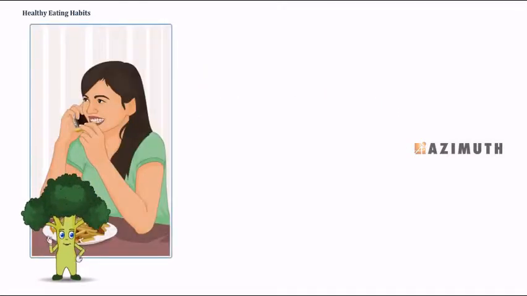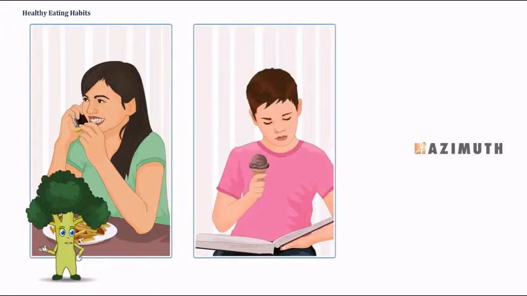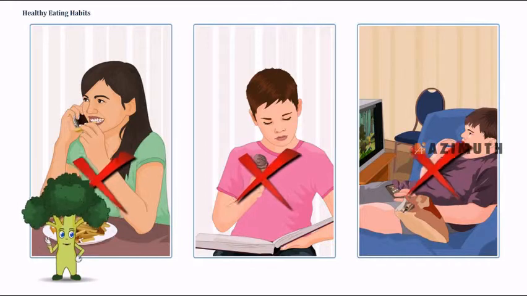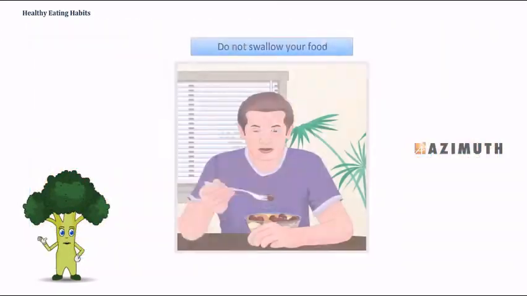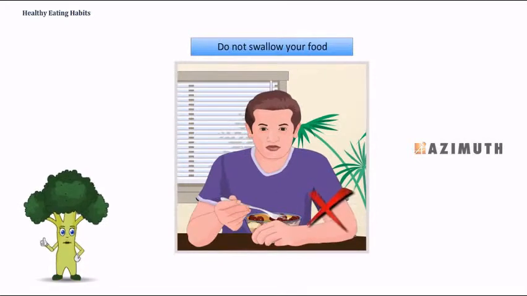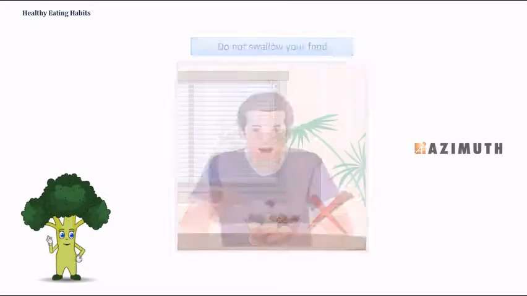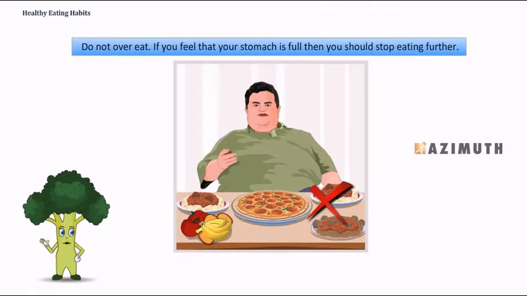While eating, you should not talk, read books, or watch television. Doing so will deviate you from the interest of eating, or you will take a long time for eating, which will affect the secretion of digestive enzymes. While eating, do not swallow your food. Bite and chew it slowly. Do not overeat. If you feel that your stomach is full, then you should stop eating further.